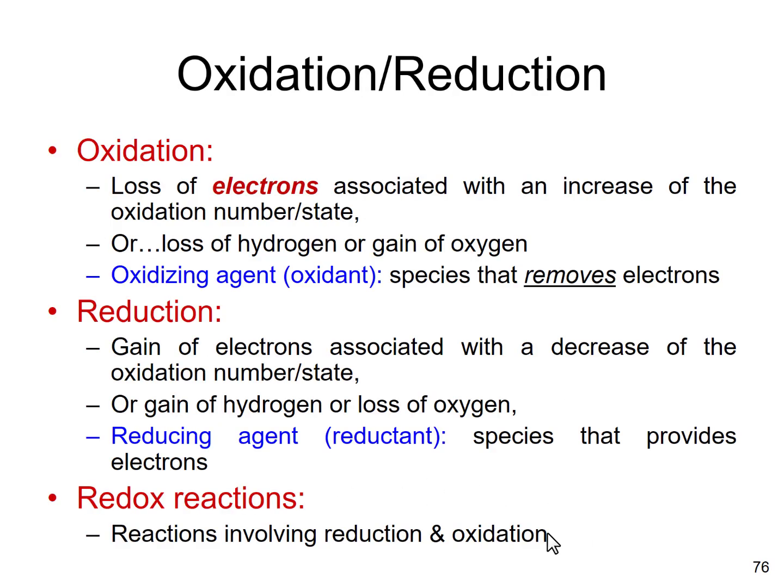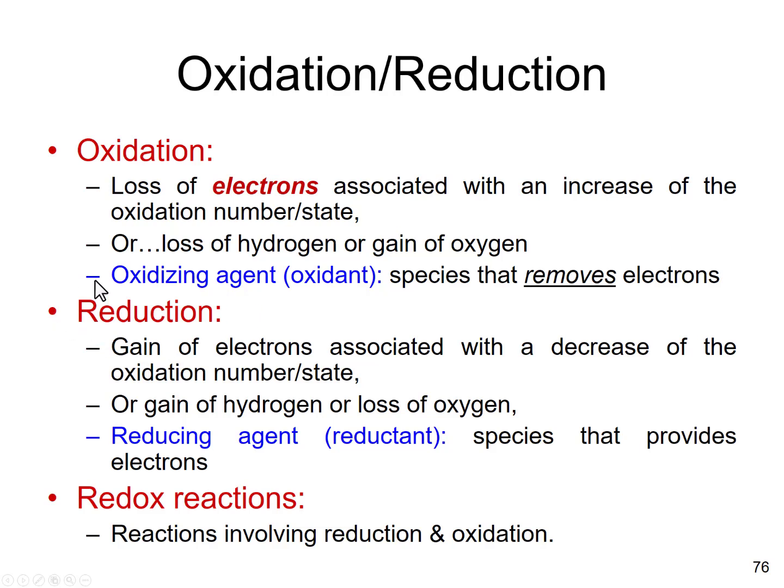Knowing oxidation states, we can now move on and deal with oxidation and reduction reactions. Now, the oxidation is defined as a loss of electrons associated with an increase of the oxidation state or the oxidation number. Alternatively, you can also treat it as a loss of hydrogen atoms from a molecule or the gain of oxygen atoms in the molecule. An oxidizing agent or oxidant is a species that removes electrons from other species.